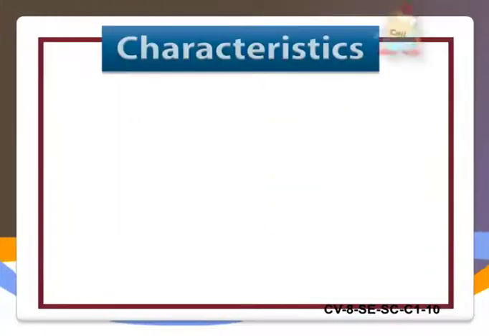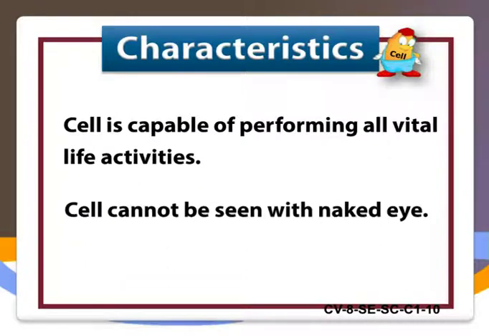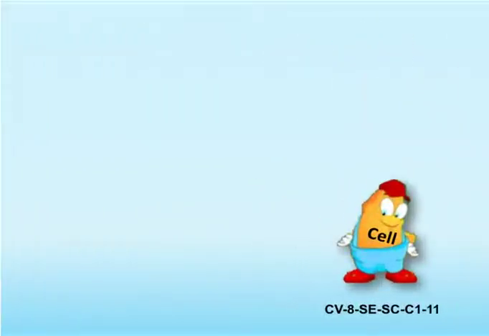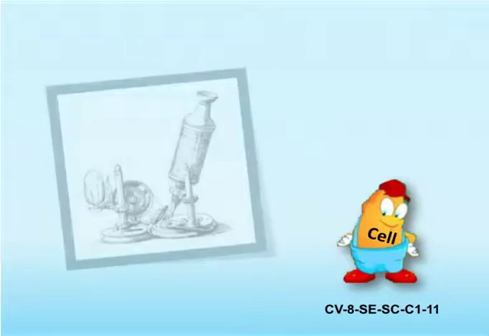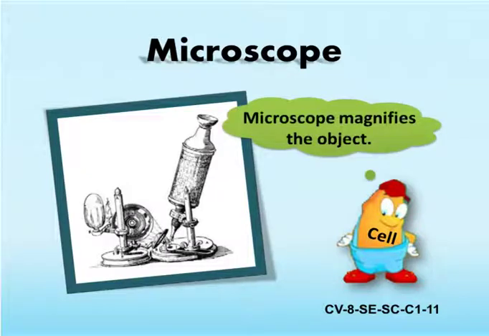The important characteristics of a cell are: you are right, cell is capable of performing all vital life activities. Cell cannot be seen with the naked eye. Yes, you copy these points. Therefore, it was necessary to invent an instrument to magnify and study the cell. Children, this led to the invention of the microscope. You know the microscope? The microscope magnifies the object so that we can see the tiny ones clearly.